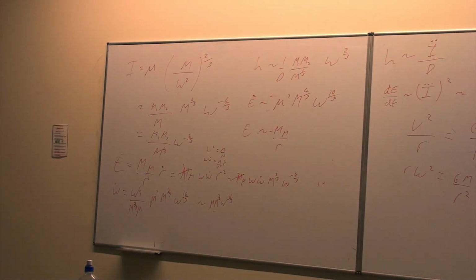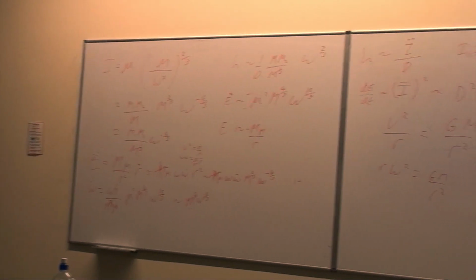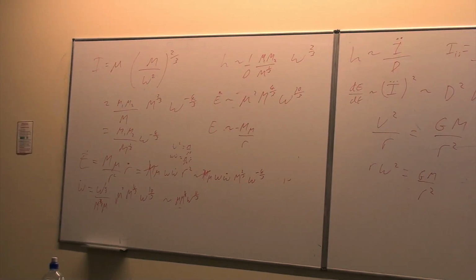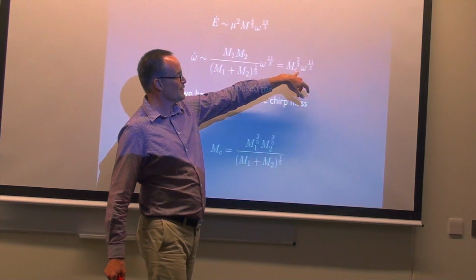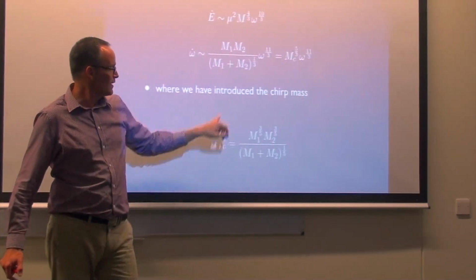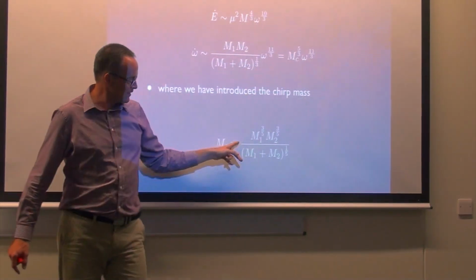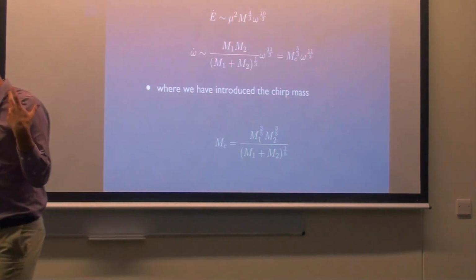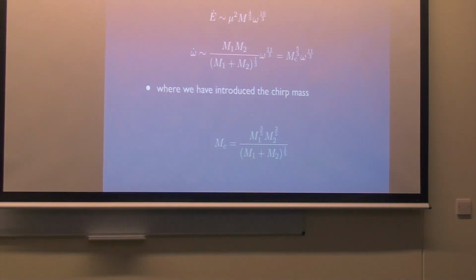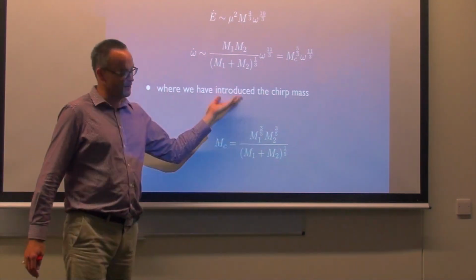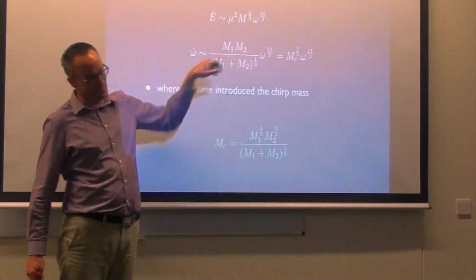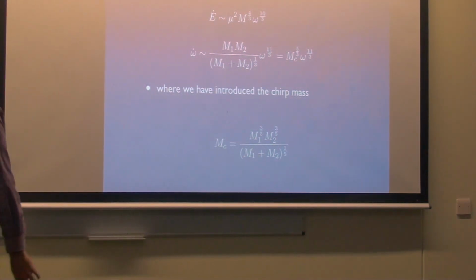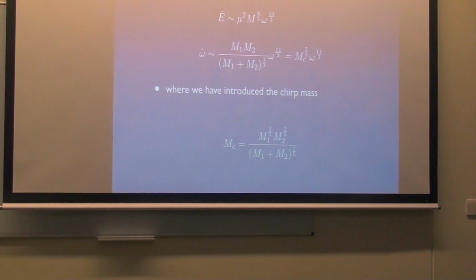Now you can write this term here, m1m2 over m1m2 to the 1/3, as mc to the 5/3. The reason, basically, is dimensionally this has to be m to the 5/3. And this mass combination is m1 m2 to the 3/5 divided by m1 plus m2 to the 1/5. This is the chirp mass. You'll hear lots of people talking about chirp masses. The reason it is important is because it is the thing that determines this leading order frequency evolution in a Newtonian binary.